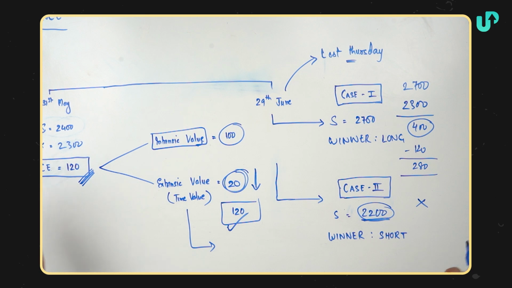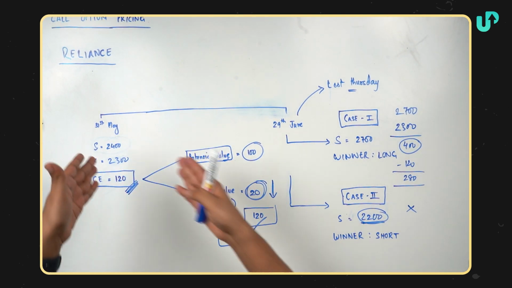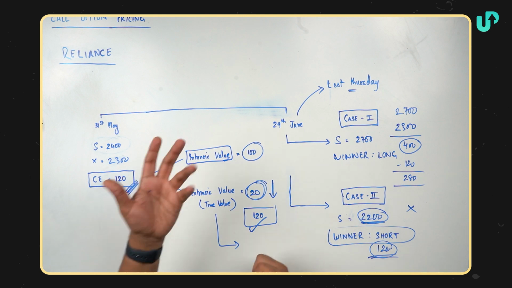Now who makes money here? The short party makes money here. How much amount of money will the short party make here? 120 rupees. Why 120 rupees? Because that was the premium that the short party had collected from the long party at the initiation of the contract. So 120 rupees goes in the pocket of the short party. That is why we have written that the winner is the short party here.